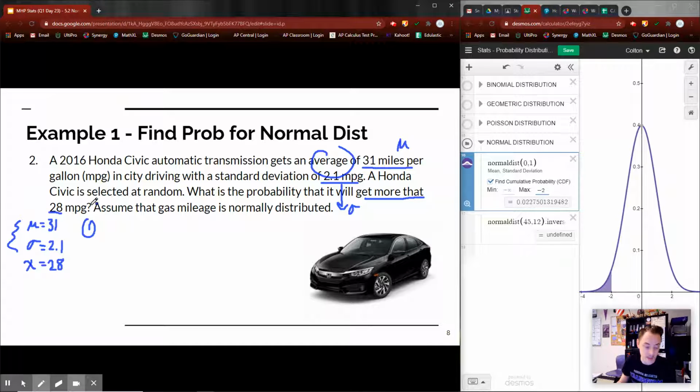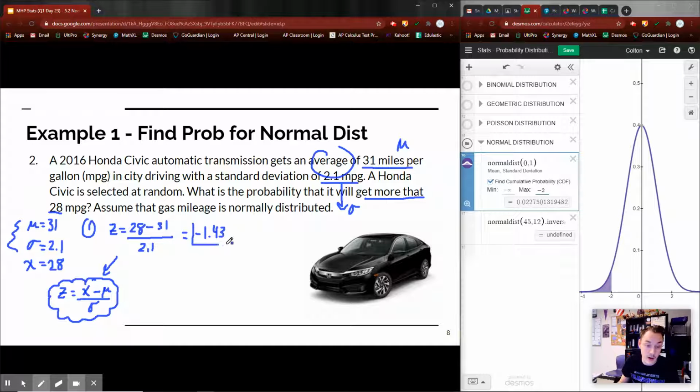Now let's convert this into a z-score, just because Math Excel will ask for it. Z equals my x, which is 28, minus my mean, which is 31, all over my standard deviation, which is 2.1. I'm using this formula, z equals x minus mu, all over my standard deviation. When I simplify that, I actually get negative 1.43. You can simplify all you want on Desmos right here. Absolutely, you can. It does not matter. But this is negative 1.43.